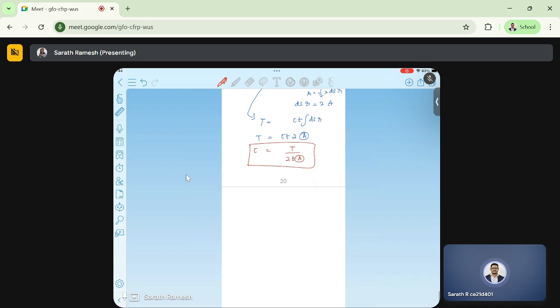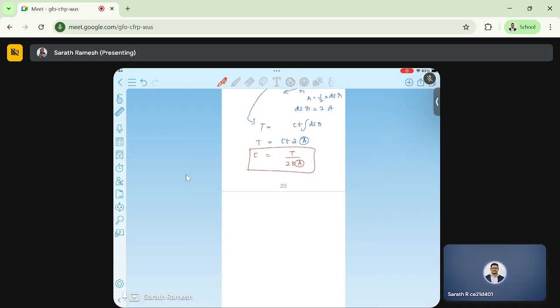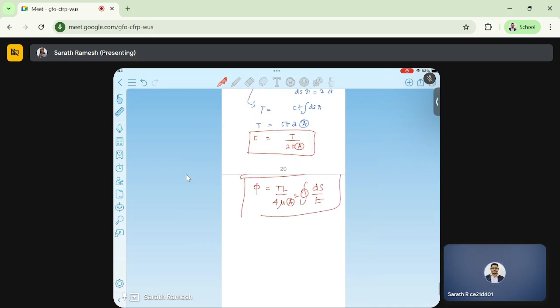And similarly, we can find the formula for angle of twist using the energy concept or other derivations, which is as given in the lectures. I am not going to derive it due to shortage of time. This will directly be TL by 4 mu A square integral ds by t. Right, so let's take a problem and see how to solve this.